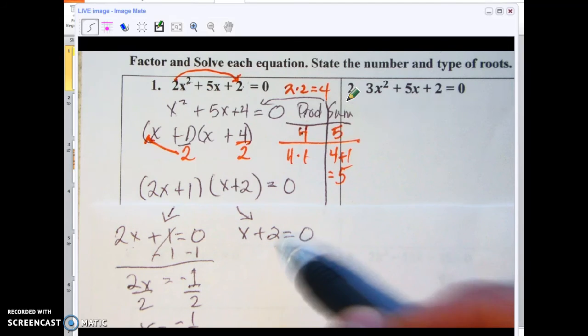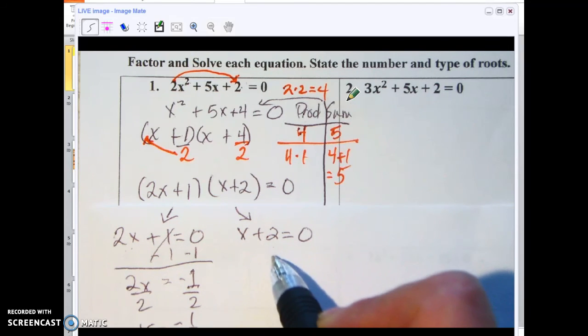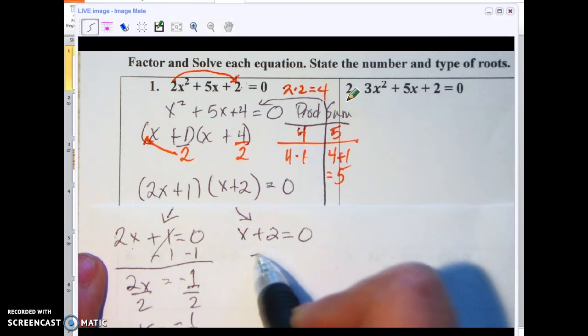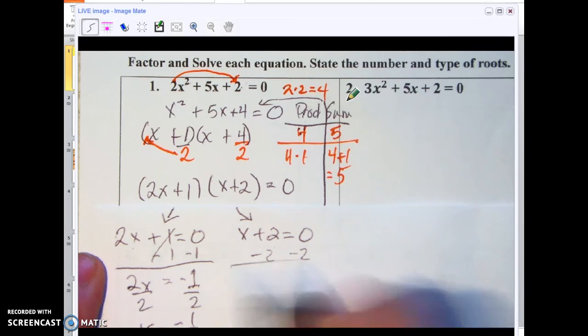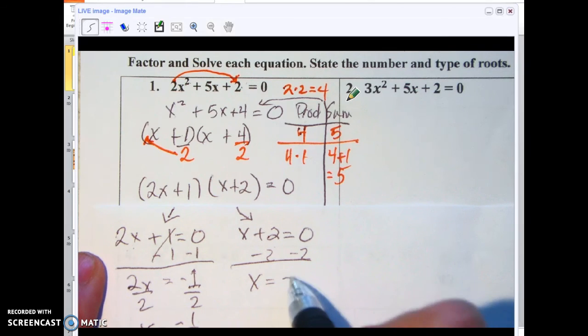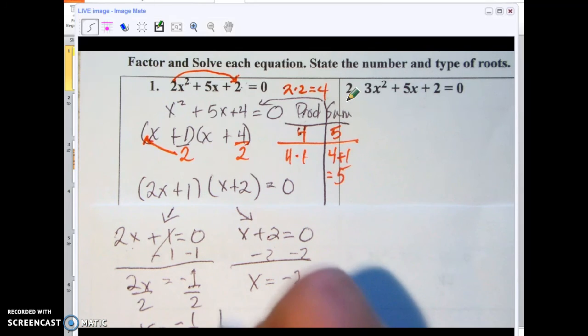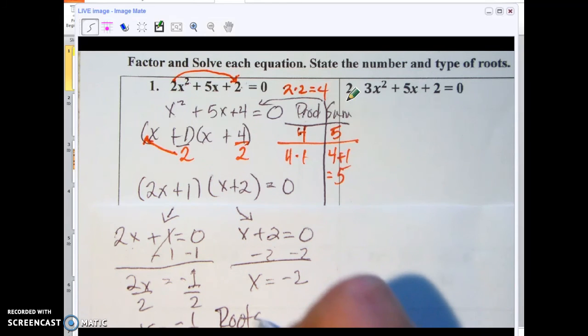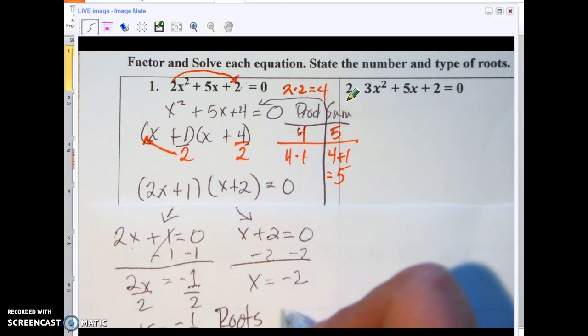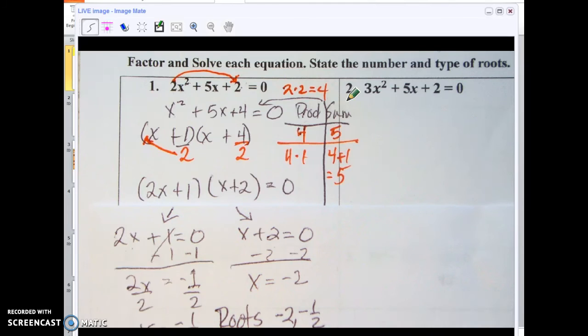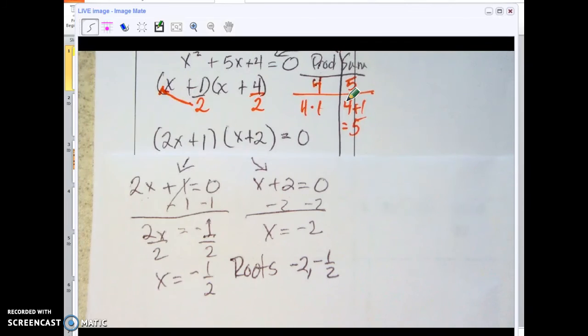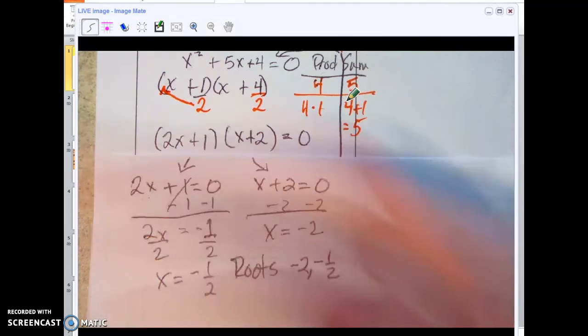Okay, now looking at this one, how do I solve for this? Subtract 2 from both sides, and x equals -2. Okay, so there's my answers now. My roots are -2 and -1/2. And that's my answer.